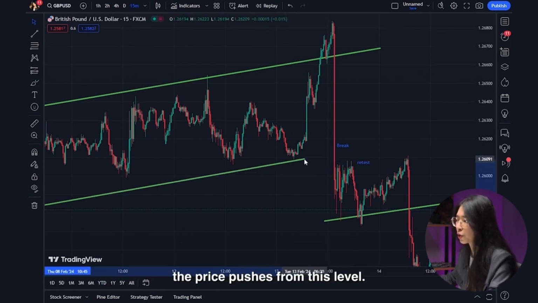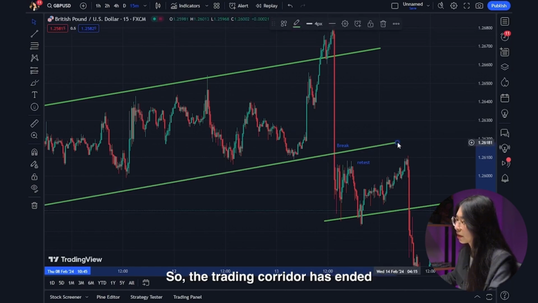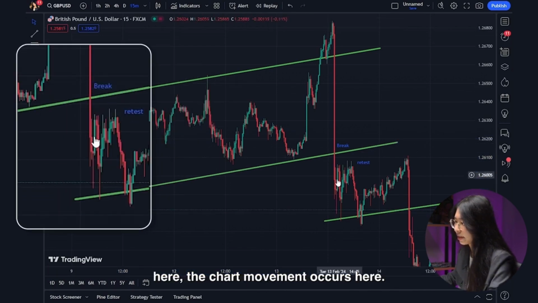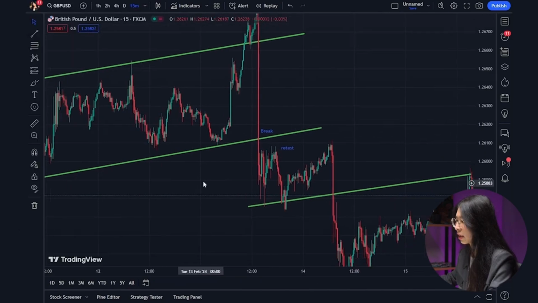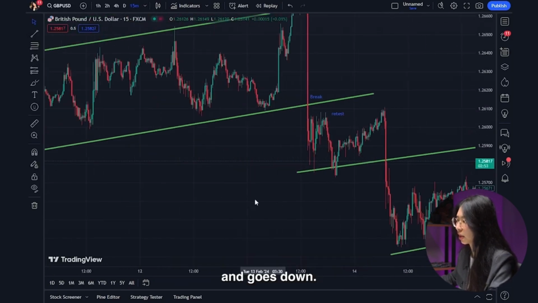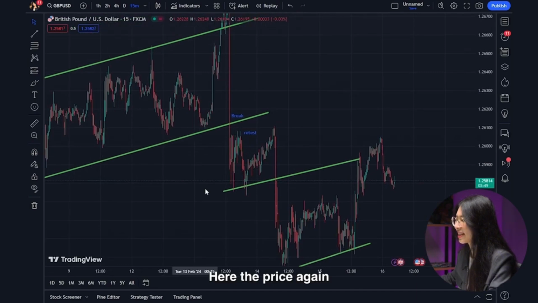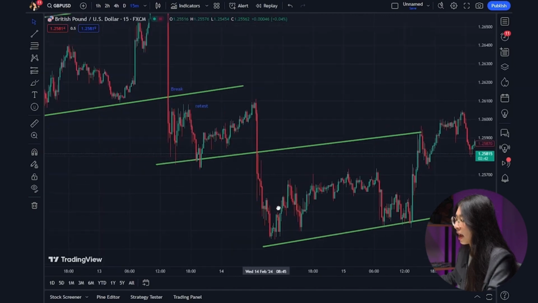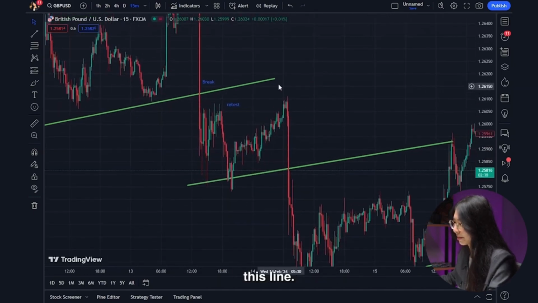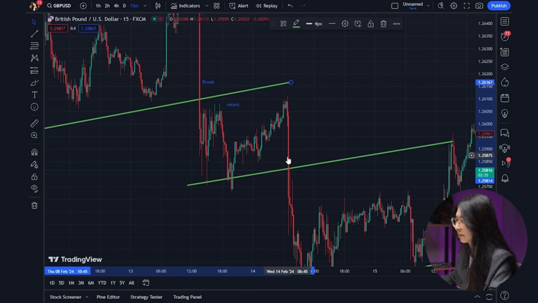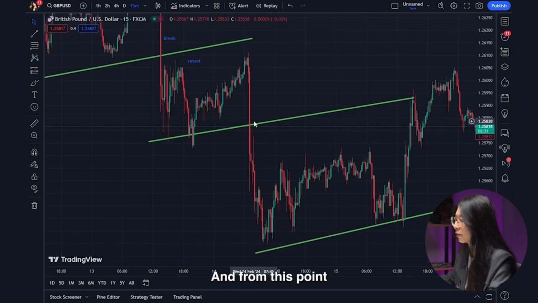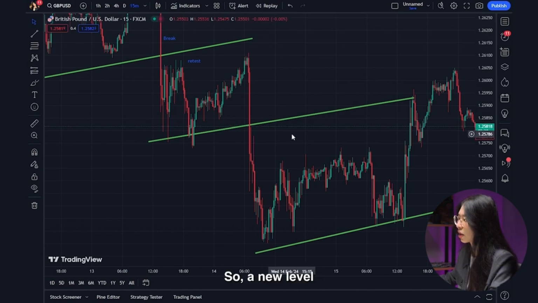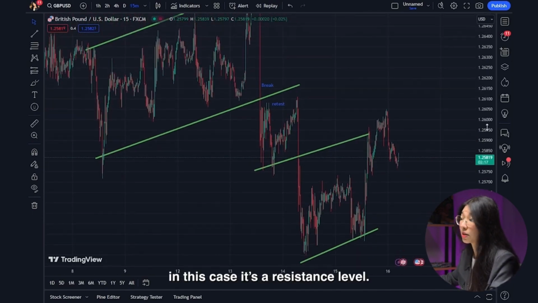In this case, the price pushes from this level, so the trading corridor has ended here, and the chart movement occurs here. Further, the price breaks through the lower border and goes down. And here the price again pushes back, and already here we can distinguish a new support level. I mean, this is where we draw this line. We can extend it here, and from this point on we can be sure that the price won't go higher. So a new level has been formed, and in this case it's a resistance level.